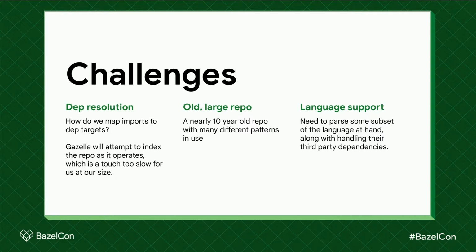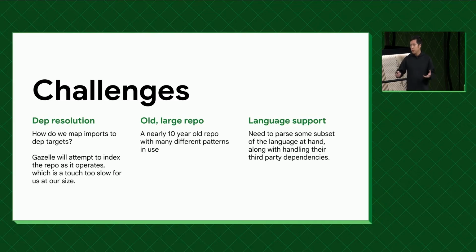Some other challenges that we have are, this wasn't a clean room implementation. We maintain an old, large repository. The other day, I was curious about how old it actually was, and I think it's a little bit over 10 years. For a lot of people, that's a lot of legacy. It's a lot of different patterns. There's a whole lot going on, multiple languages, as I talked about. And if we want to implement extensions for every language, we then have to parse subsets of the language. We have to know how to handle their third-party dependency ecosystems. When I say that, I mean things like Java jars that you download from Maven or Python wheels from PyPI.